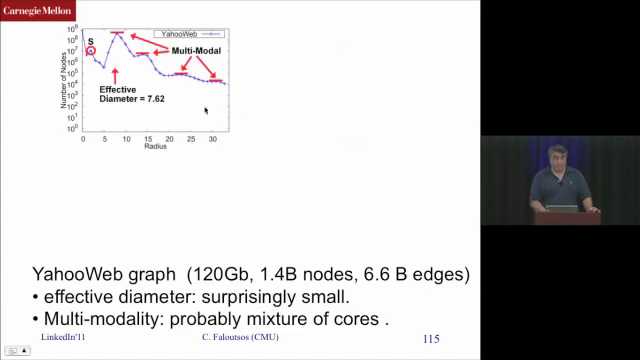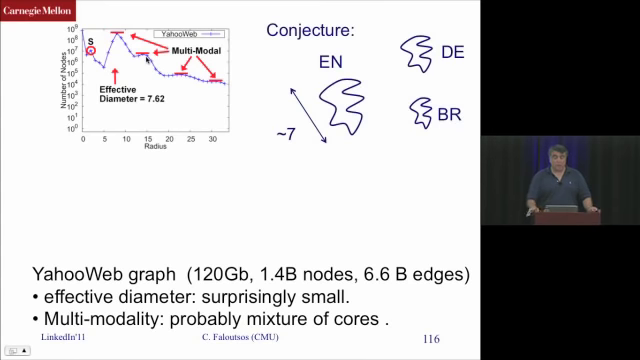How can we explain the multimodality? Why do we have little spikes here? We don't know, but maybe what is happening is we have the English-speaking part of the web with diameter roughly 7, the German-speaking part of the web with more or less diameter 7 again. Remember, the size doesn't really matter. The radius is 7, no matter how large the network.